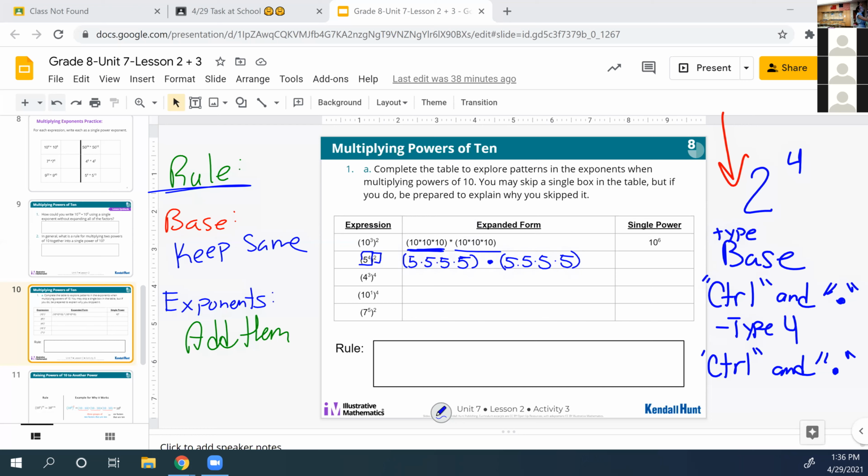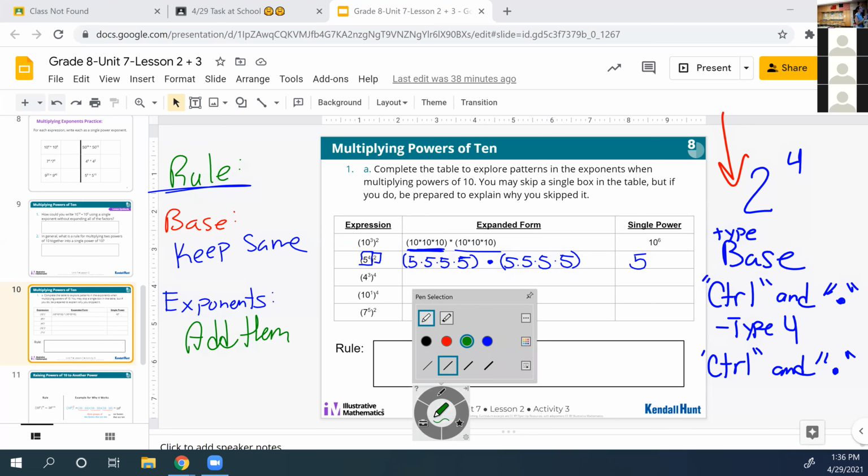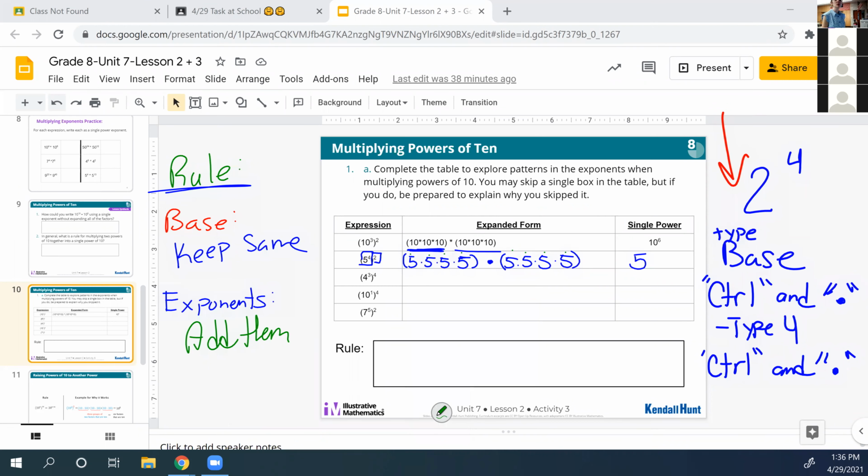So then if we write it as a single power here, our base is going to be 5. And then if we count how many times we wrote out that 5, 1, 2, 3, 4, 5, 6, 7, 8. Our exponent is going to be 5 to the, very good, Jaden, very good, Olivia, 5 to the 8th. So you're taking that inside exponent, you're expanding it out, the outside exponent number of times.